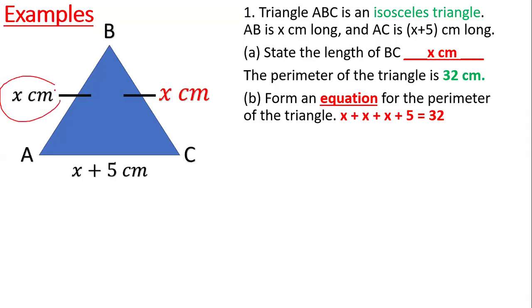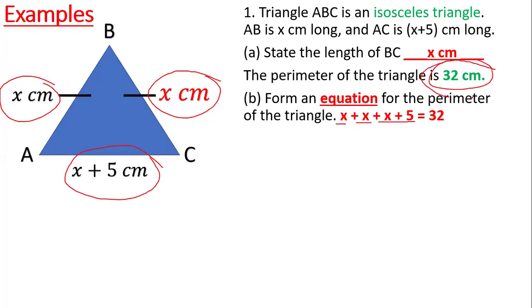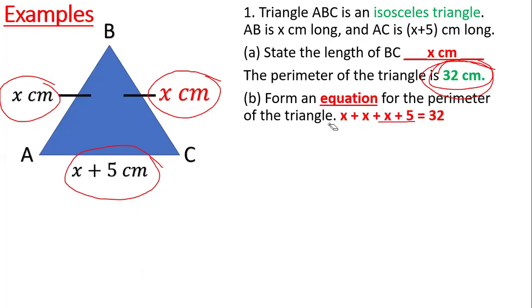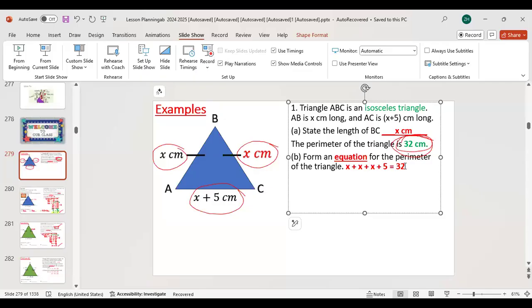Okay, so what we did here is that we got the X centimeters, and we're going to add X plus 5. That's all we did. So we have, again, X plus X plus X plus 5. Then we set it equal to 32. And that's how we form this equation. Does that make a little bit more sense? At least a little bit more sense.